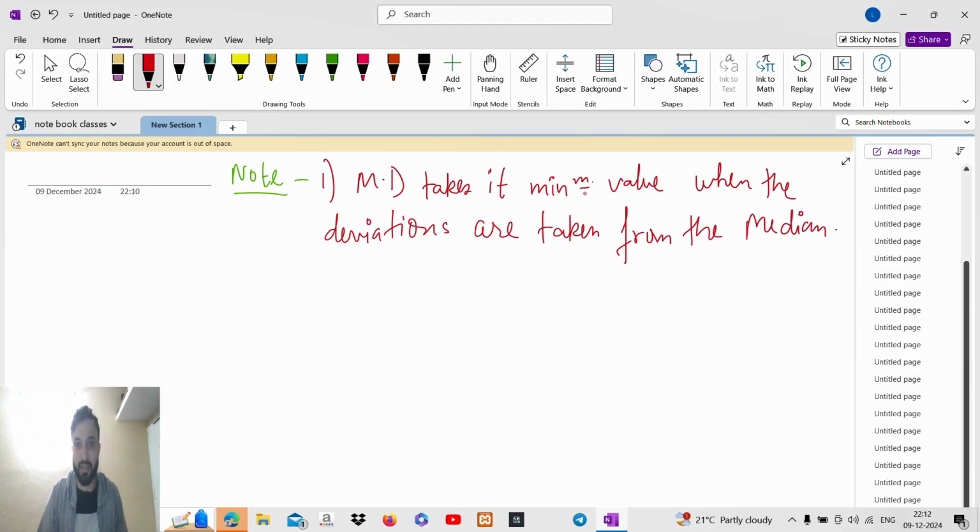Okay, mean deviation takes its minimum value when the deviations are taken from the median. This type of question they have already asked.